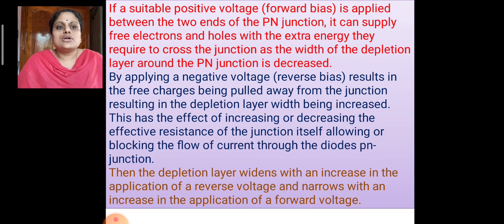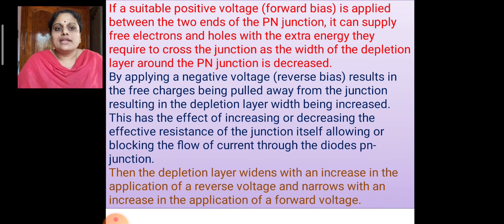If a suitable positive voltage, that is forward bias, is applied between the two ends of the PN junction, it can supply free electrons and holes with the extra energy they require to cross the junction as the width of the depletion layer around the PN junction is decreased.